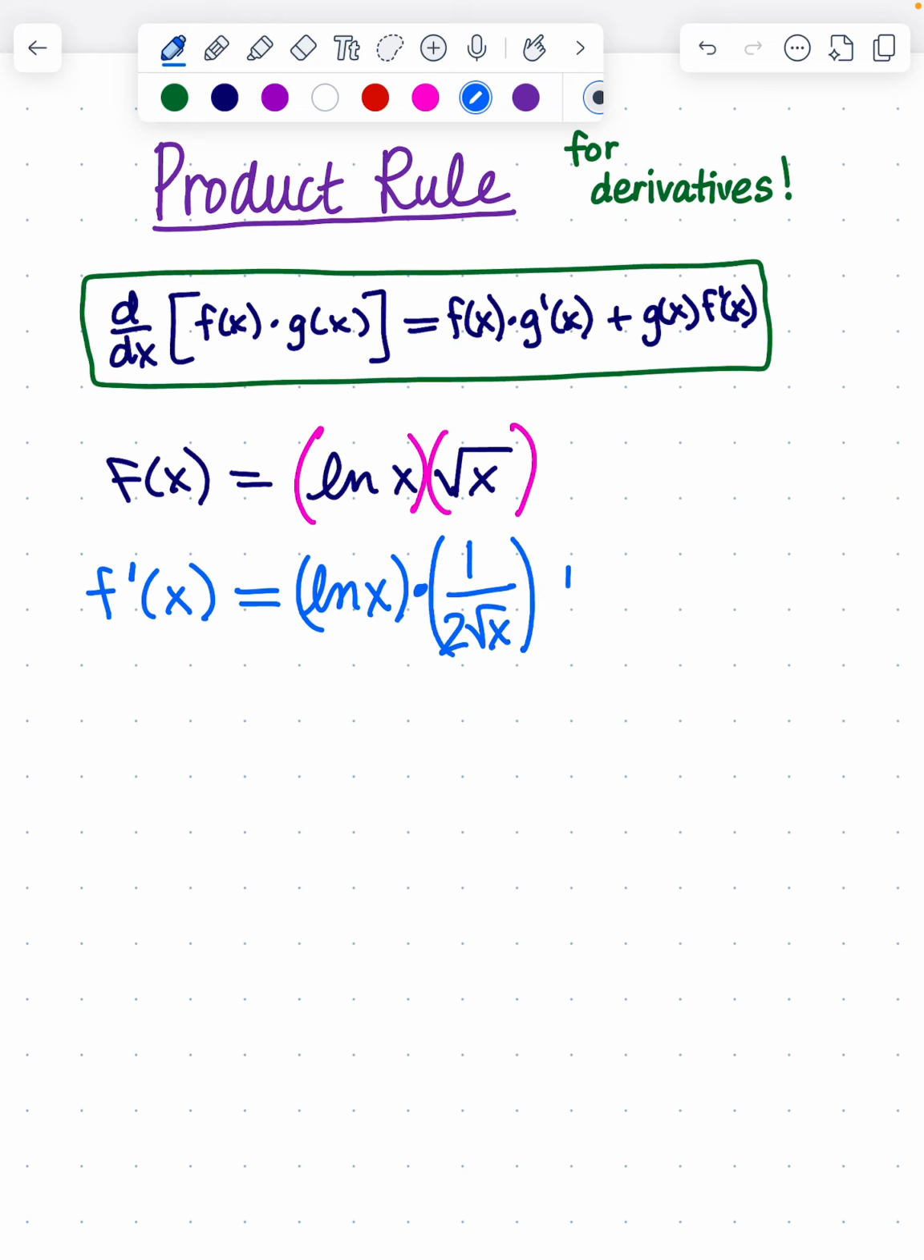Plus the second. That means the second of these two factors I'm multiplying, as is, times the derivative of the first. What's the derivative of the natural log of x? 1 over x.